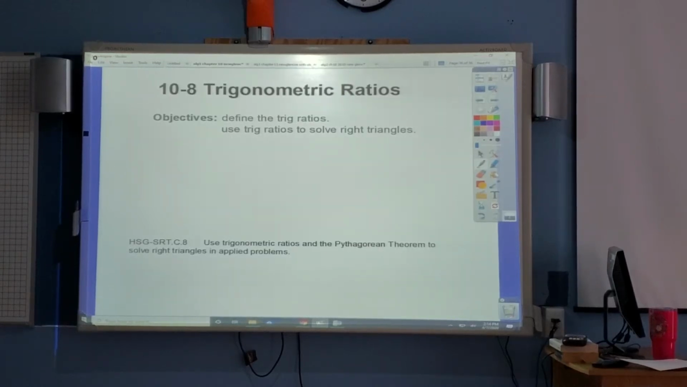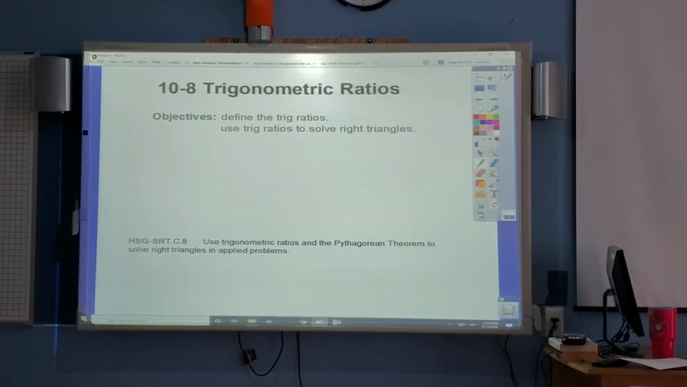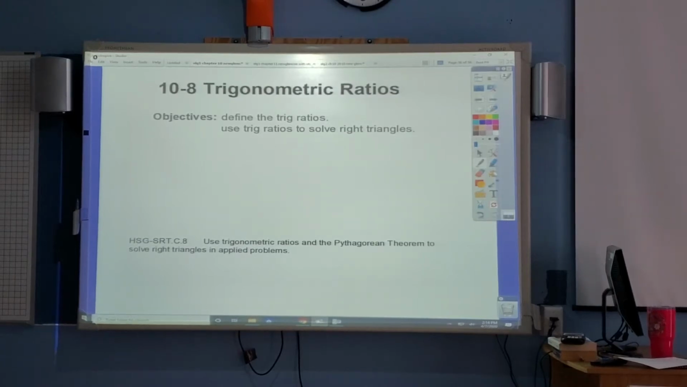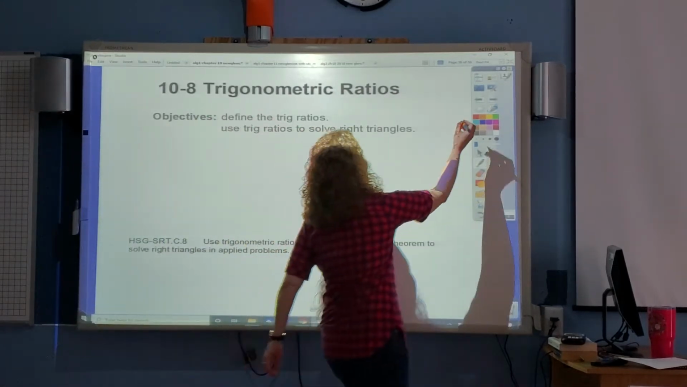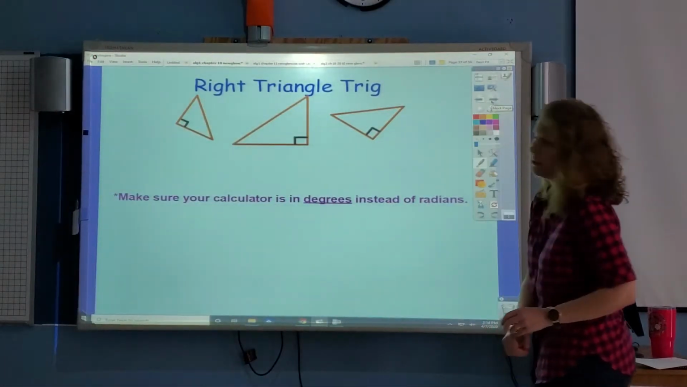Section 10.8, trigonometric ratios. We're going to define the trig ratios and then solve right triangles using the trig ratios. First thing we need to do is get our calculator.